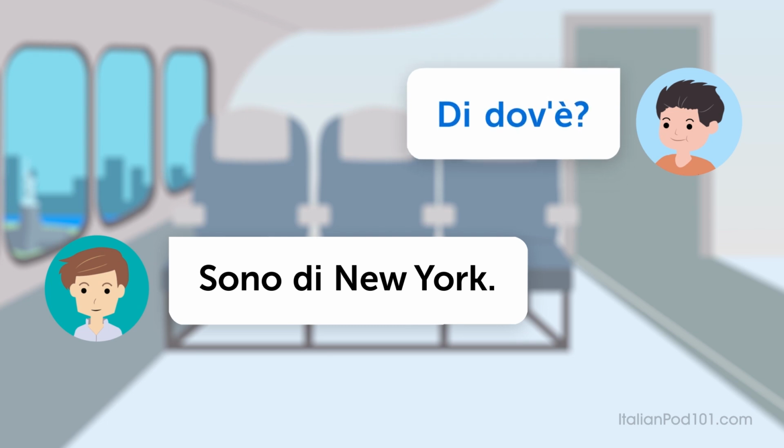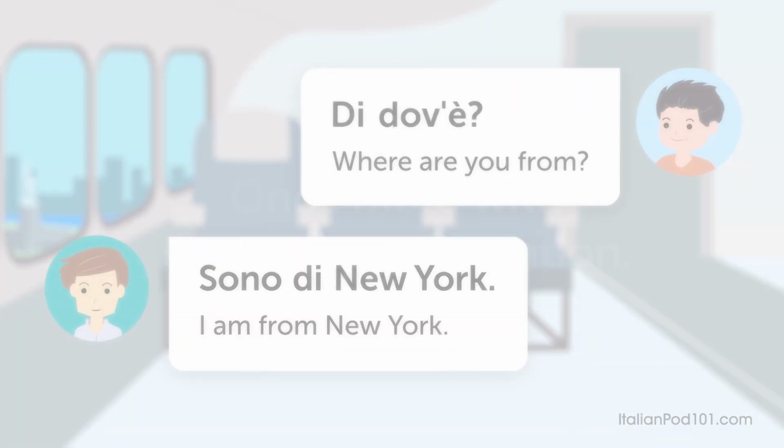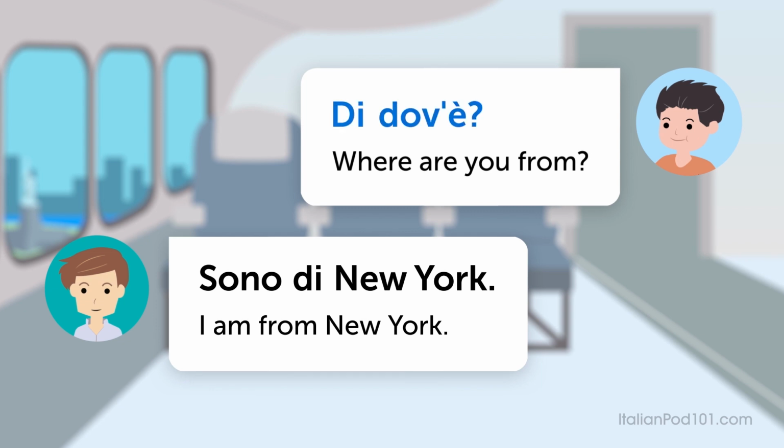Di dov'è? Sono di New York. Once more with the English translation. Di dov'è? Where are you from? Sono di New York. I am from New York.